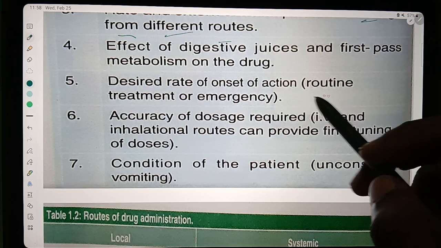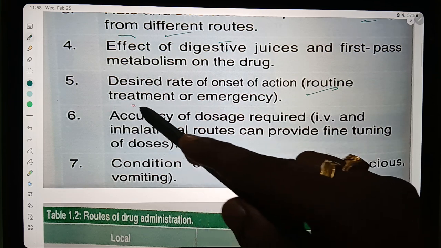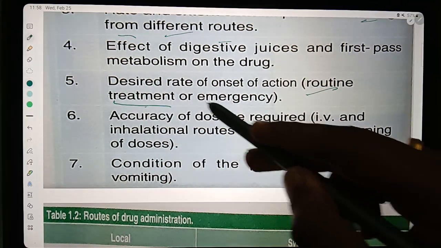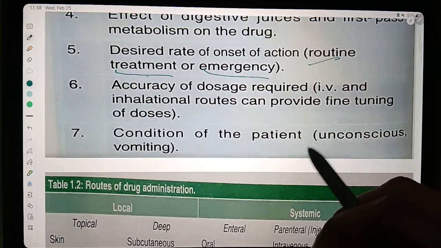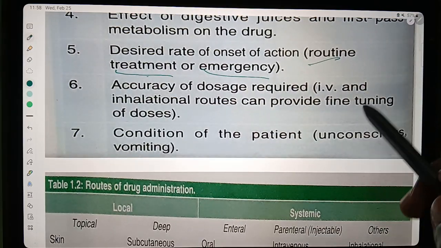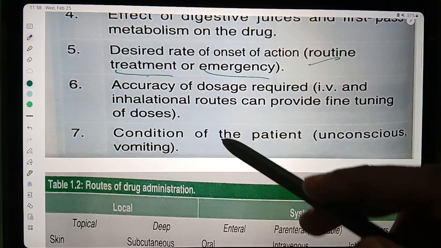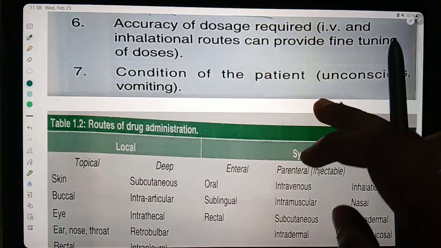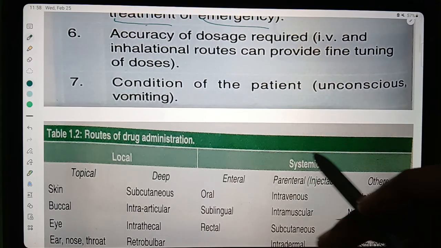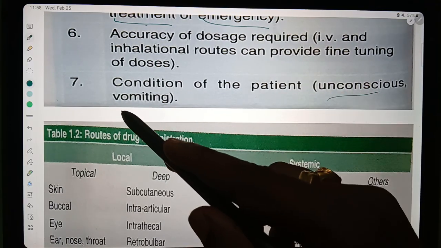Also the desired rate of onset of action, that is the route of treatment. Is it an emergency or routine treatment? Accuracy of dosage: IV and inhalational routes can provide fine tuning of doses. And the condition of the patient, whether unconscious or vomiting.